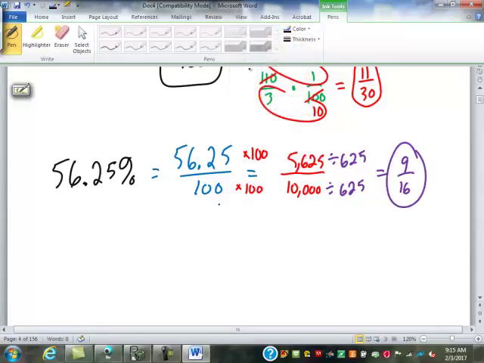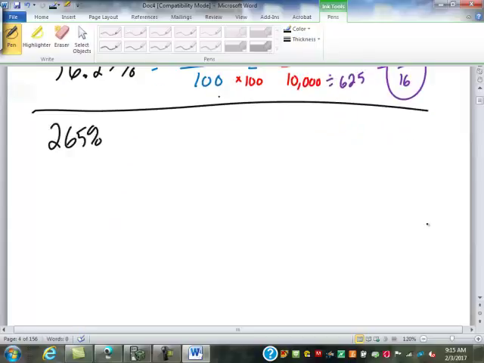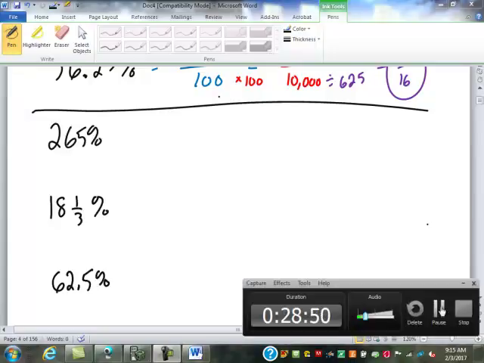Any questions on those? I want you guys to try a couple. 3 to be exact. I want you to try 265%. Change that into a fraction. 18 1/3% and 62.5%. Change those each into fractions in your notes. We'll discuss them in about a minute.